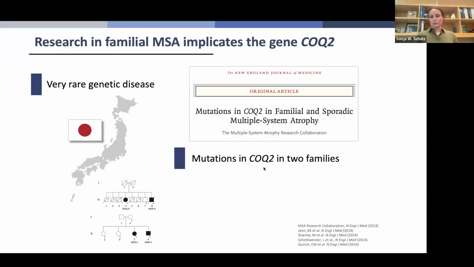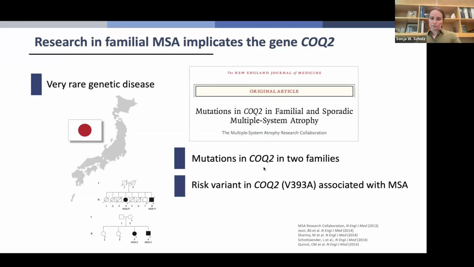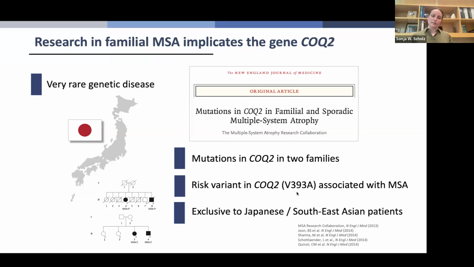So what you see is not just one mutation, you actually see two because it's recessively inherited. And we actually don't see these types of mutations in any of the European ancestry cohorts. We've really been looking very hard. So it seems to be very much focused in the Japanese population where this has been described. But even if you don't have two mutations, if you just have one of them, there is a common spelling mistake that changes one letter of a protein that seems to affect the risk for multiple system atrophy in individuals of Japanese and Southeast Asian ancestry.